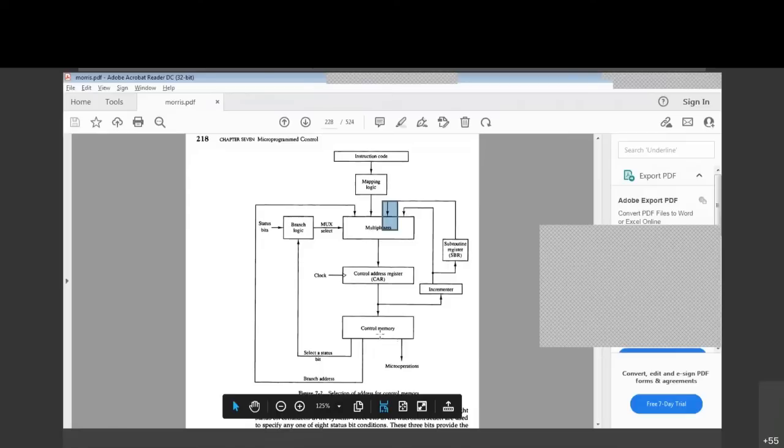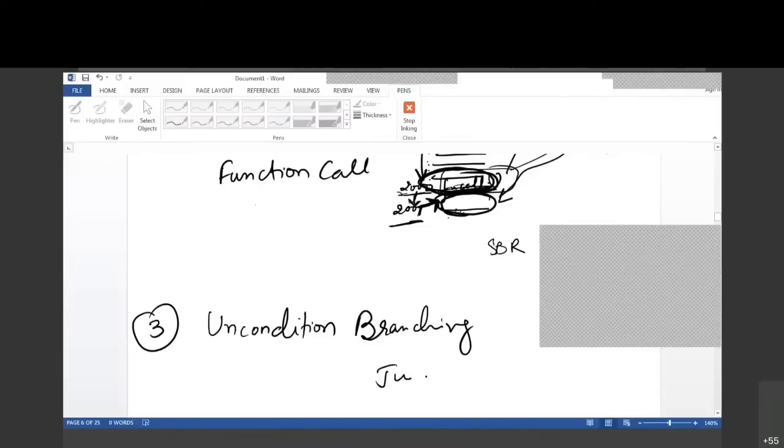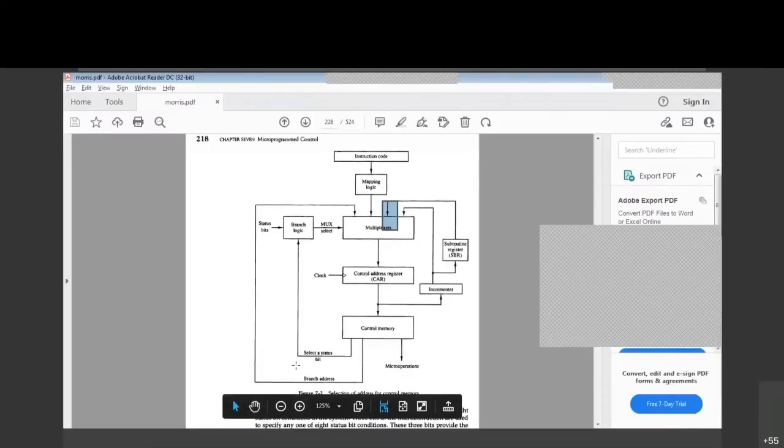In that case, whatever branch address is specified, I have written something like jump to a particular location. So whatever is mentioned over here would become your branch address. This is the branch address where I need to go. So what is provided? This is the branch address, for this arrow out of control memory.